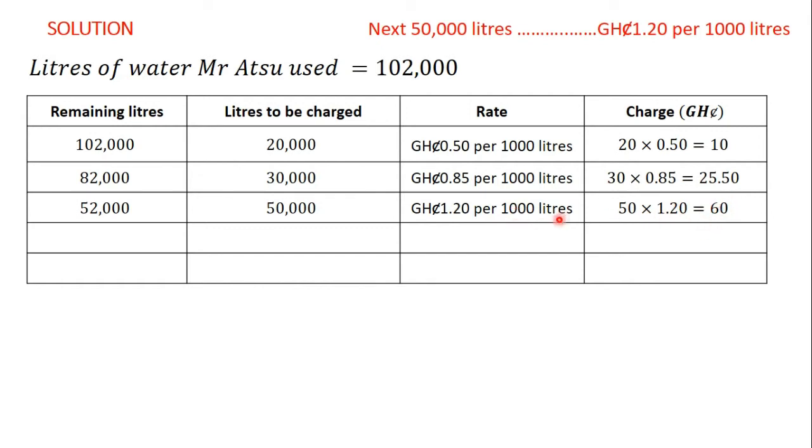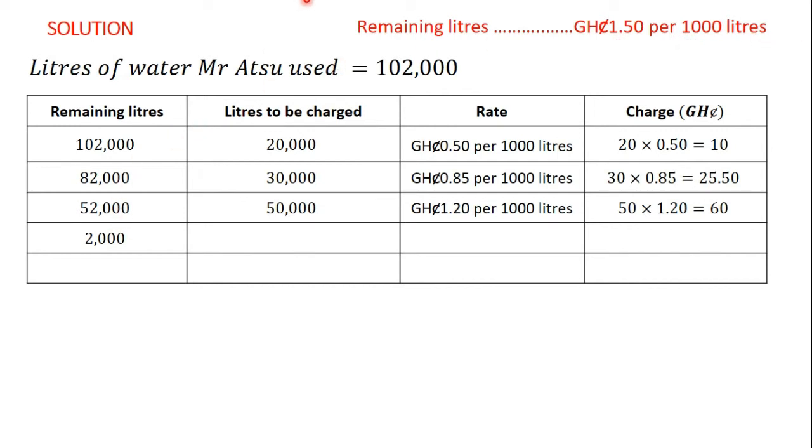So if 1,000 liters cost 1 Ghana cedi, 20 pesos, then 50,000 liters will cost 50 times 1 Ghana cedi, 20 pesos, and this will give us 60 Ghana cedis. We move on to the next group. Before that, you have to find the remaining liters, and this is giving us 52,000 minus 50,000. That is 2,000. So the remaining liters is 2,000. From the table in the question, the next group is the remaining liters, and the rate is 1 Ghana cedi, 50 pesos per 1,000 liters.